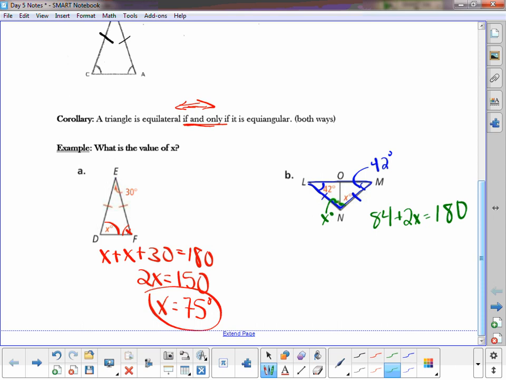Does anyone not see what I did just there? Okay, so let's go ahead and solve. Subtract 84. So we get 2x equals 100 minus 4, 96. And what do we get for x here? 48. Very good.